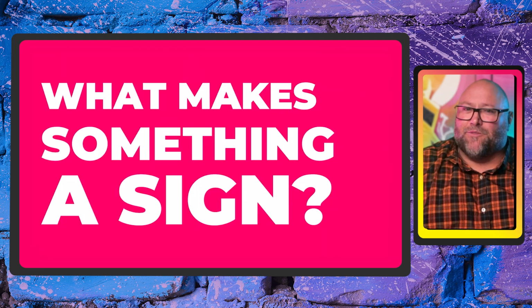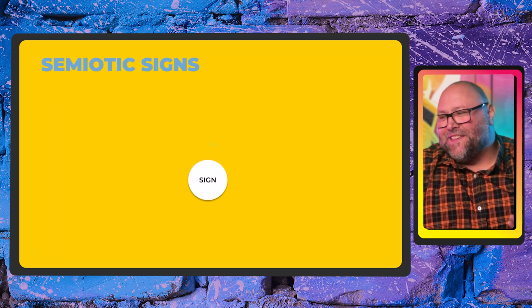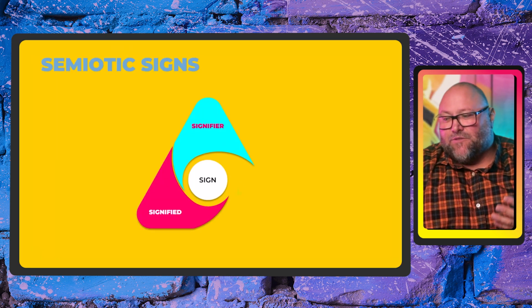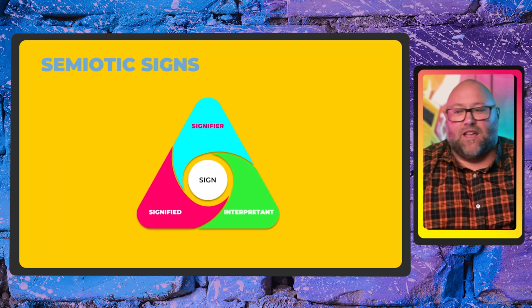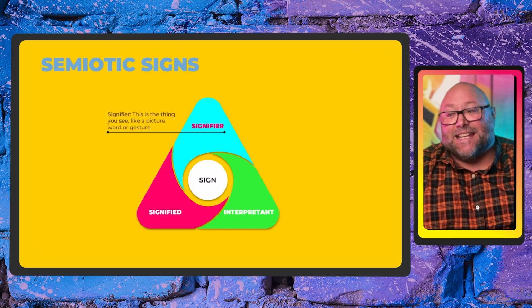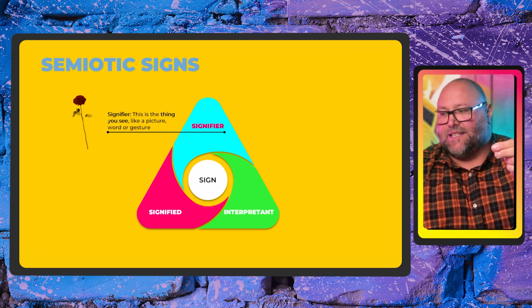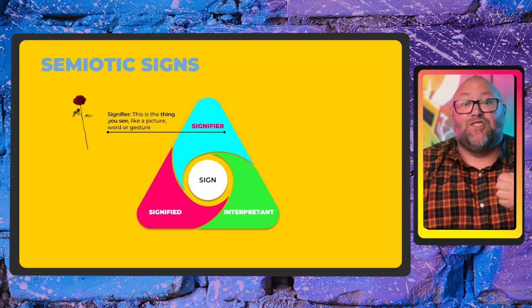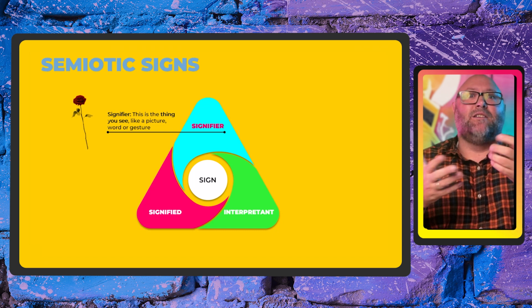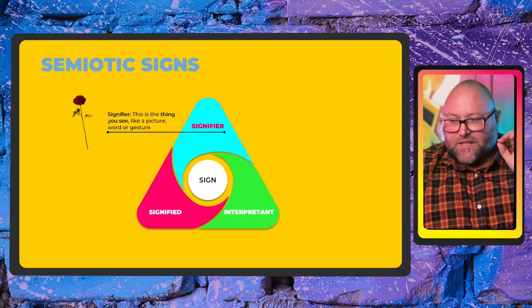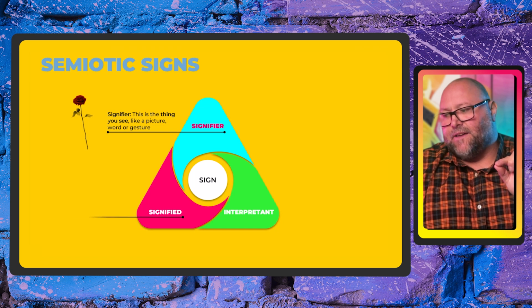So what makes something a sign? In semiotics, there are three elements of a sign. We need a signifier, and that is the actual thing, like the rose, the actual object itself, or a word, or even a gesture. What does this mean? We know what that means. So the first bit has got to have a signifier.